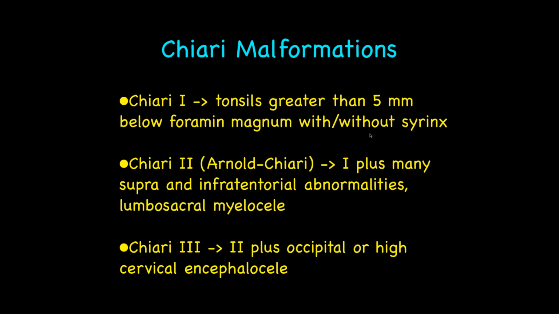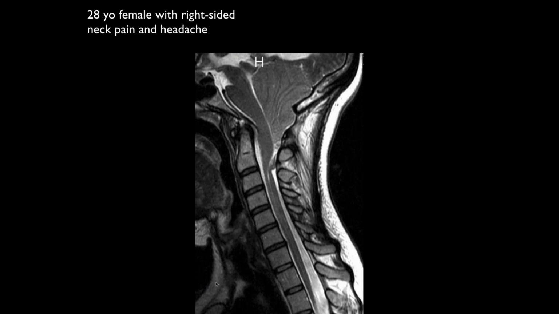The Arnold-Chiari malformation, or Chiari type II malformation, is type I plus a whole host of other congenital changes within the supra- and infratentorial space at the base of the skull, and typically also a lumbosacral myelocele. And then the Chiari III is a type II plus an occipital or high cervical encephalocele as well. It's kind of progressive dysfunction, the worse the Chiari malformation is.